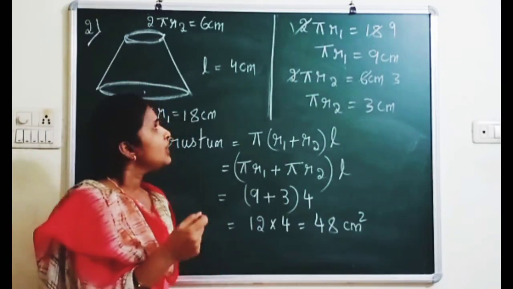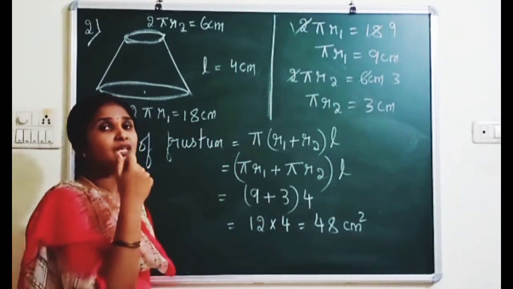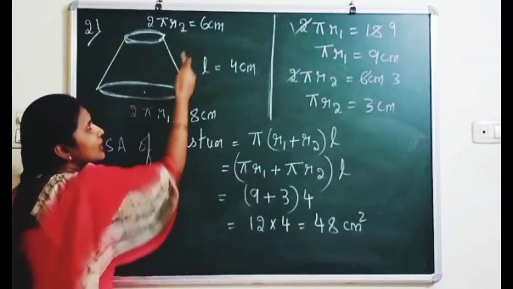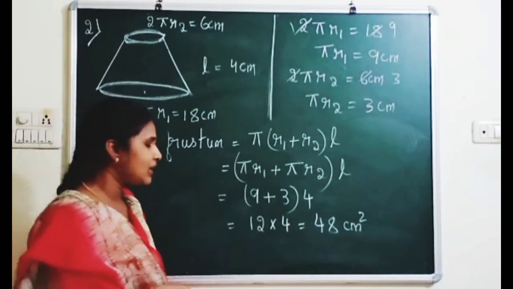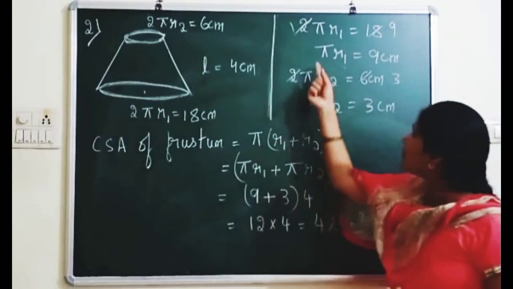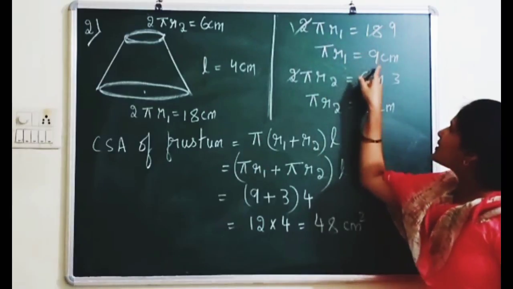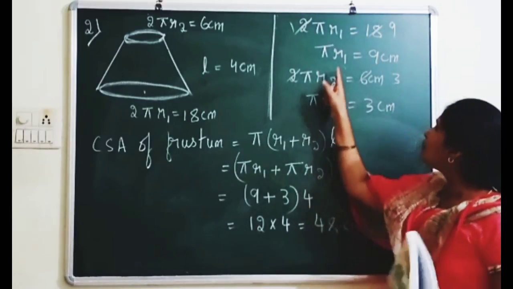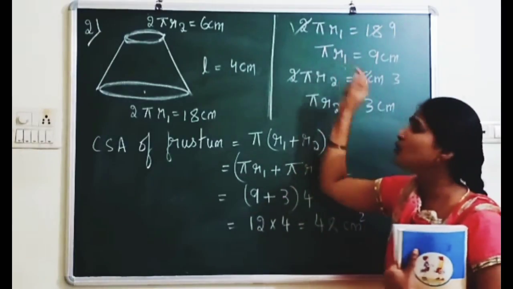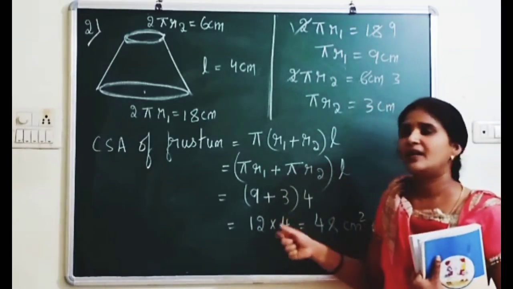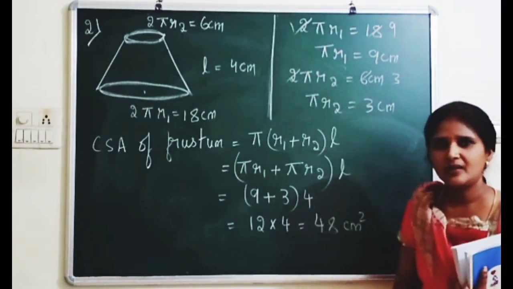Think once. If you find R1 and R2, it becomes very lengthy because you have to substitute pi as 22 by 7 in each case and then find R1 and R2. But why am I not finding R1 and R2? Just see here, I have taken 2 pi R1 is 18, and 2 and 18 get cancelled, it becomes 9. So pi R1 I got 9 centimeter. I didn't substitute the pi value. I kept it as it is. I'll tell you why I kept pi as it is.